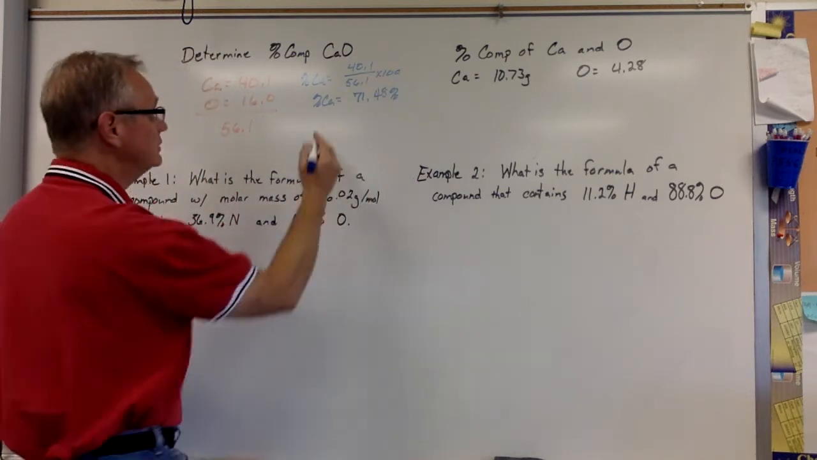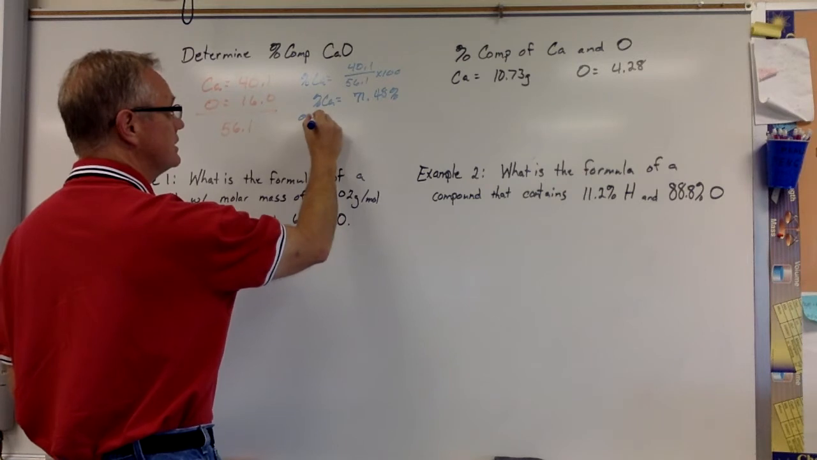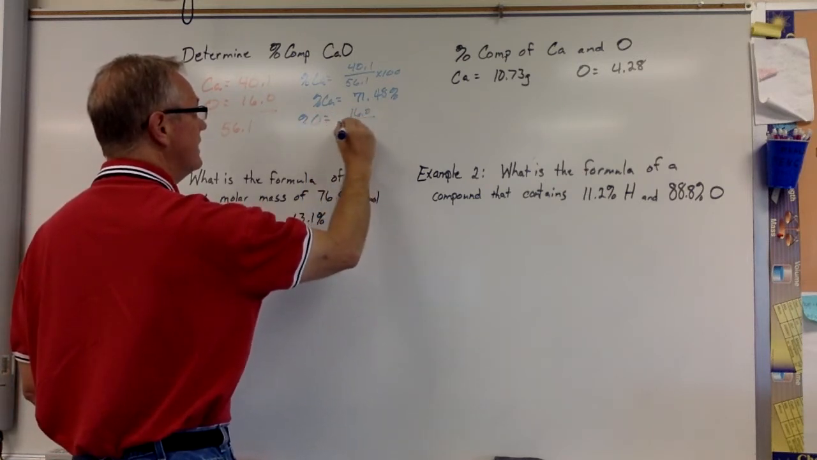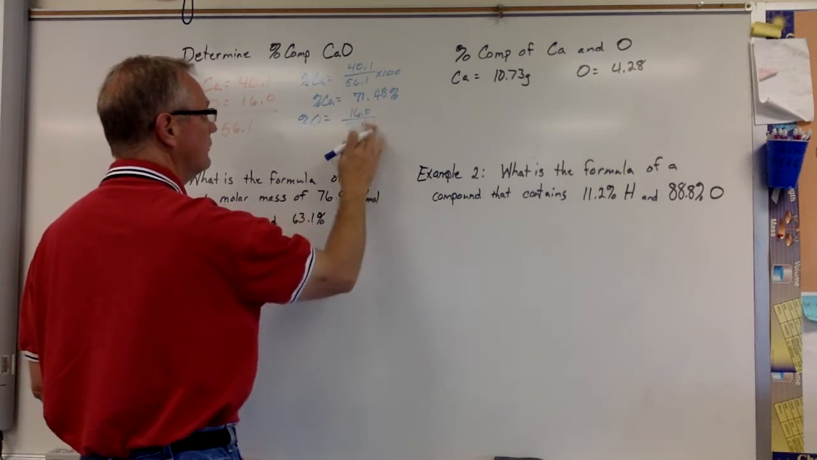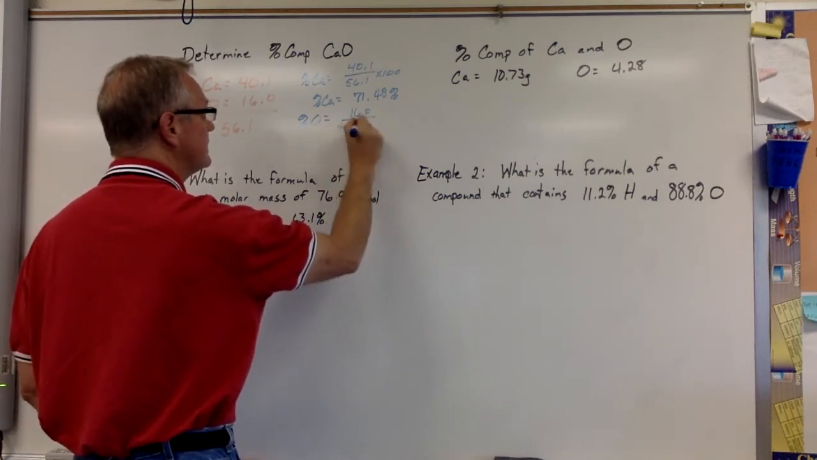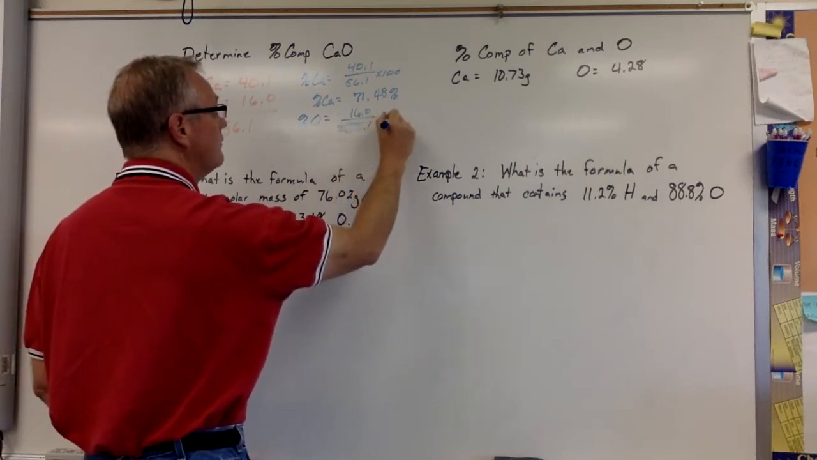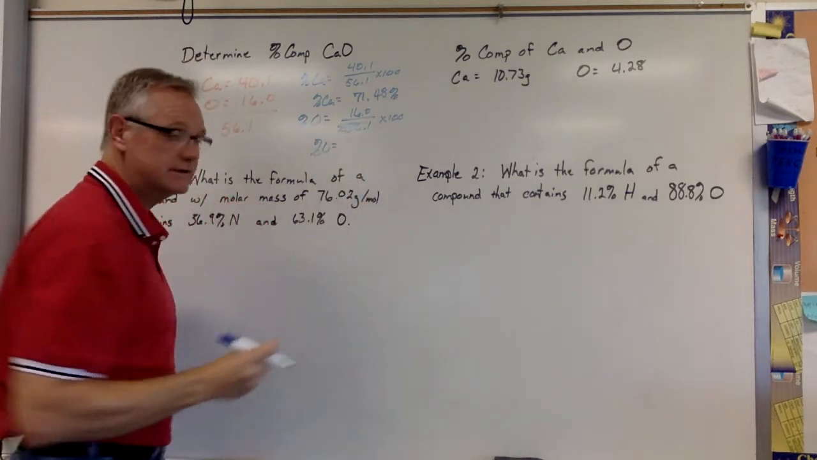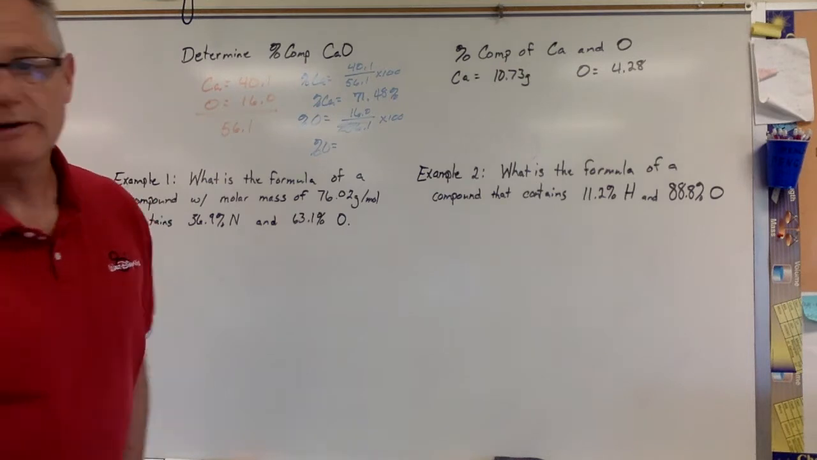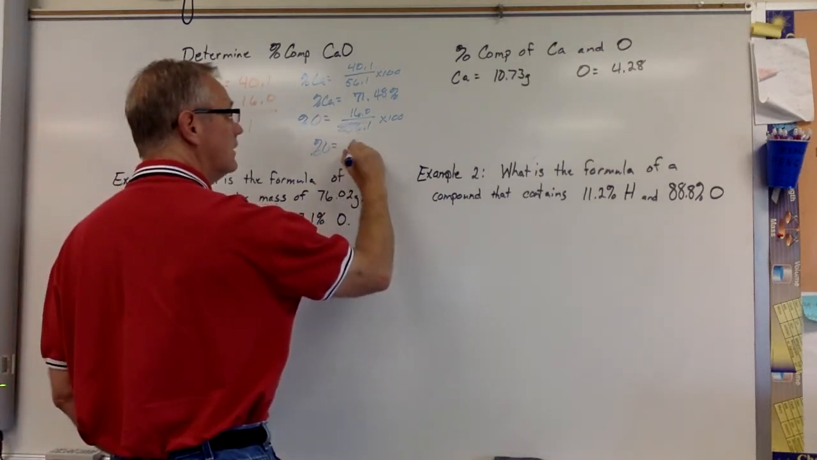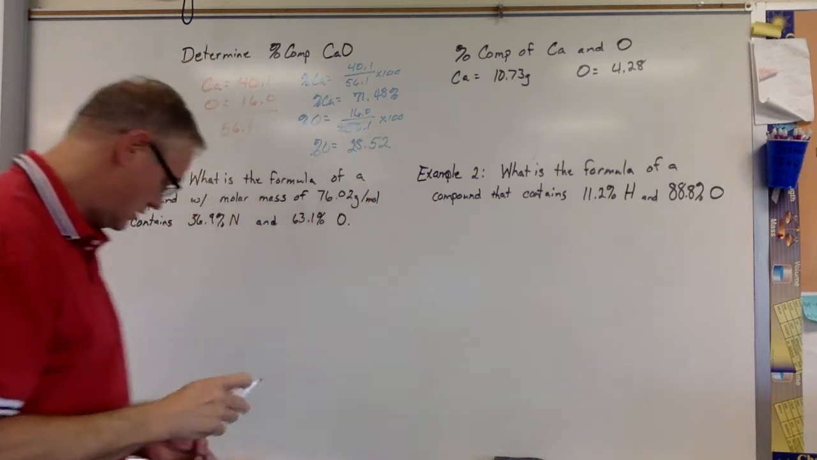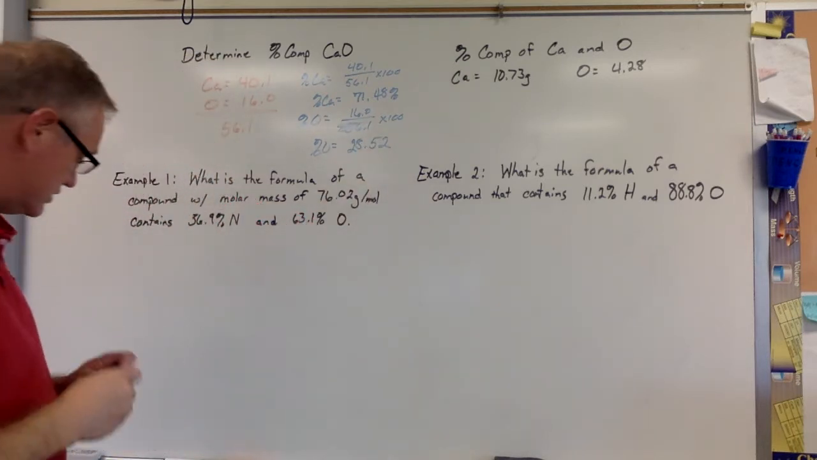To do the oxygen, I simply say the percent of oxygen is the part, 16.0, divided by the whole, 56.1, multiply that by 100, and I find out that my percent of the oxygen is going to be 28.52. All right, so I have that much so far.